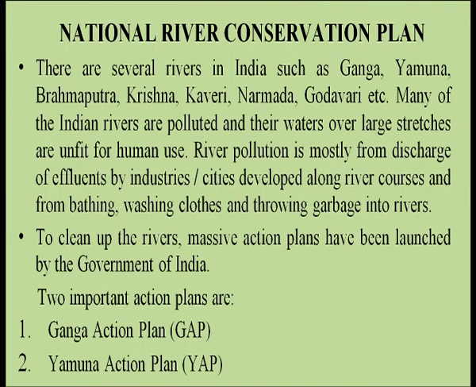National river conservation plans. There are several rivers in India such as Ganga, Yamuna, Brahmaputra, Krishna, Kaveri, Narmada, Godavari. We are all familiar with these names. Many of the Indian rivers are polluted and their water over large stretches is unfit for human use. River pollution is mostly from discharge of effluents by the industries or cities developed along the river course and from bathing, washing clothes and throwing garbage into it. To clean up the rivers, massive action plans have been launched. We will be discussing two: Ganga Action Plan and Yamuna Action Plan.